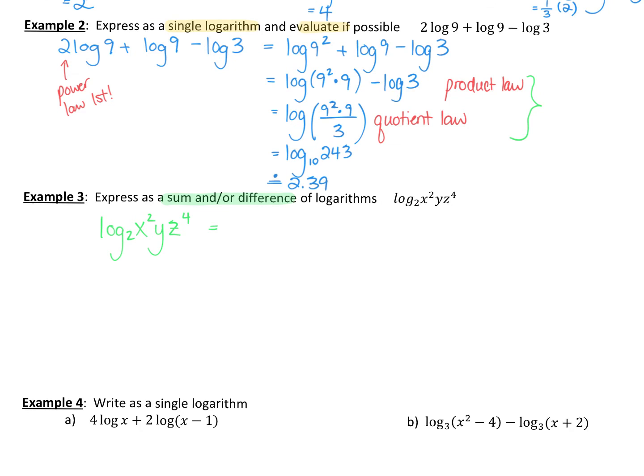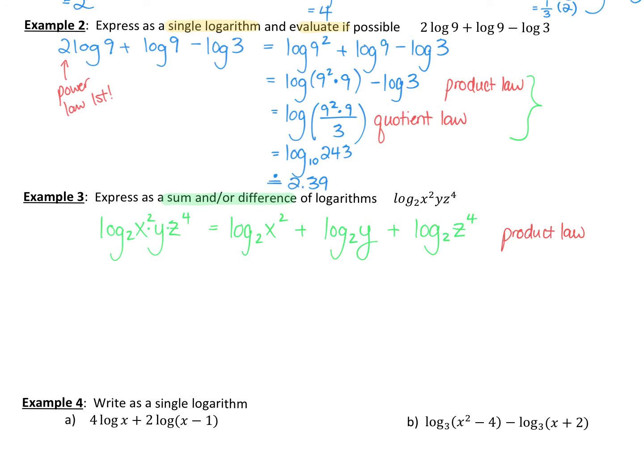First, I'm going to break it up into addition and subtraction. So using the product law and or the quotient law. In this case, it's all multiplication. So it's actually all product law, right? Like that. So I can write this as log 2x squared plus log 2y plus log 2z to the 4. I was using the product law there.